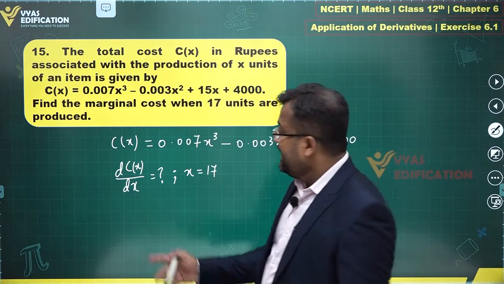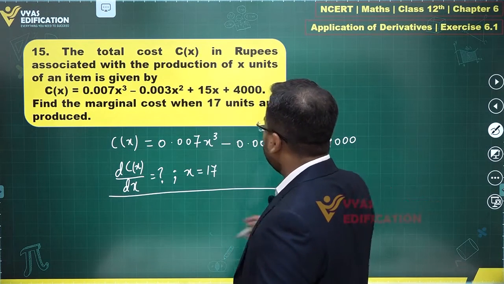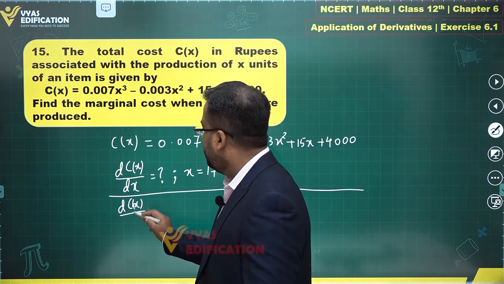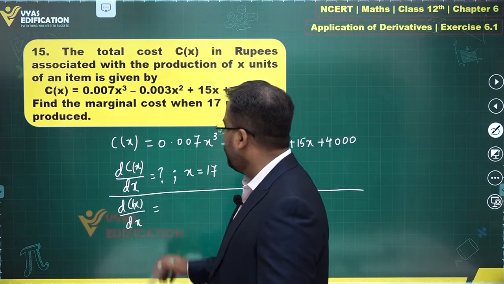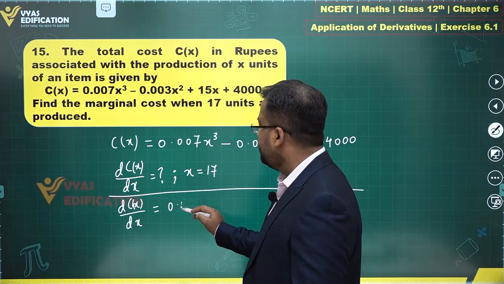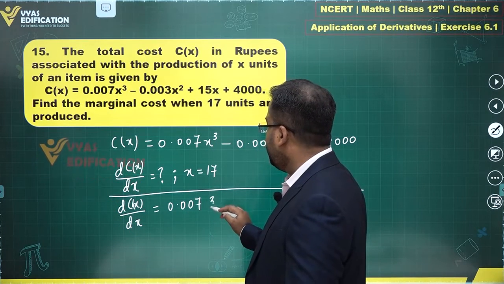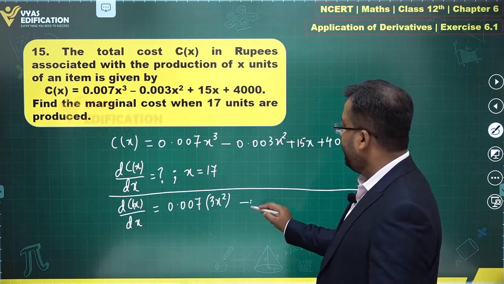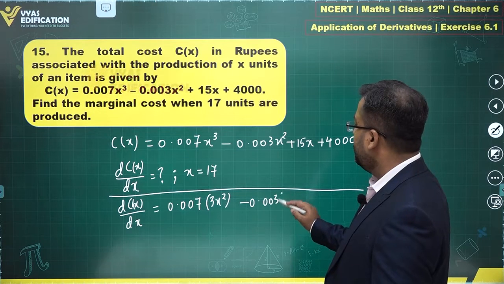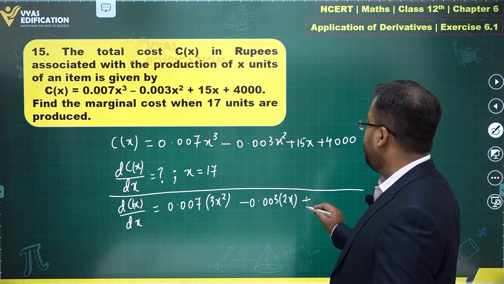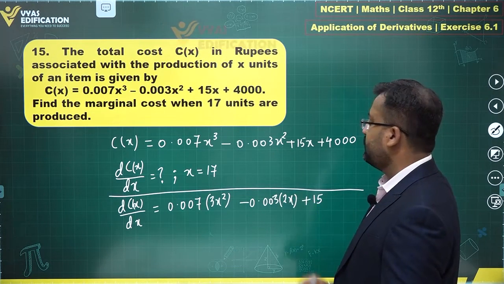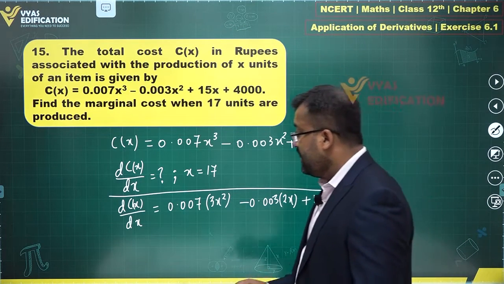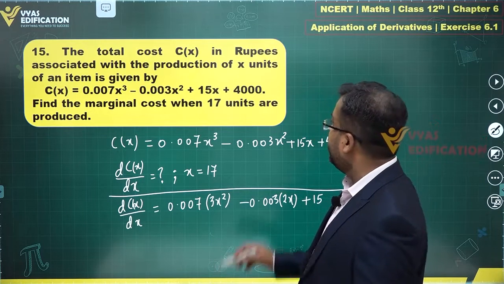Let's talk about this. Derivative can be found very easily with the help of simple differentiation. It is equal to what? This is 0.007 times 3x power 2, with respect to x, this is it. Minus 0.003 times 2x plus 15. This is what I have, right? Derivative of x will be 1. This is 0.